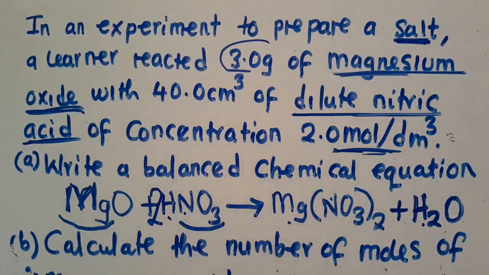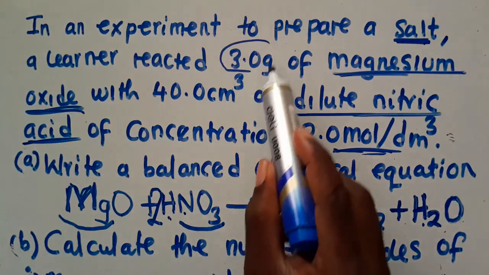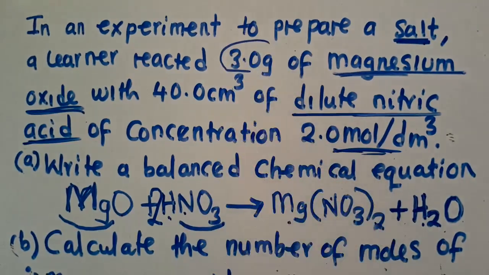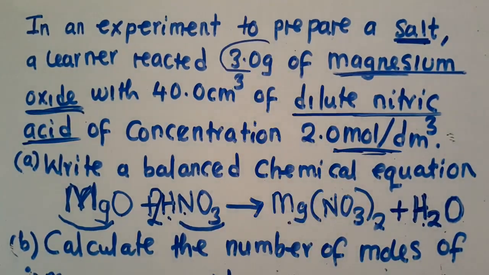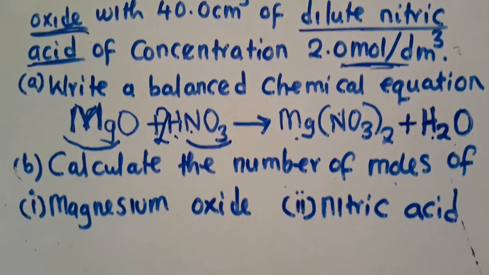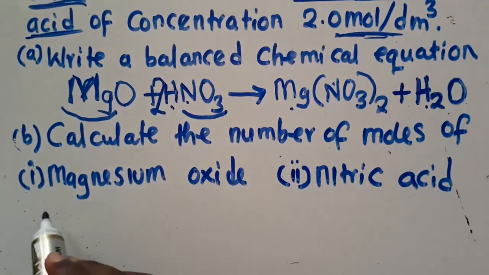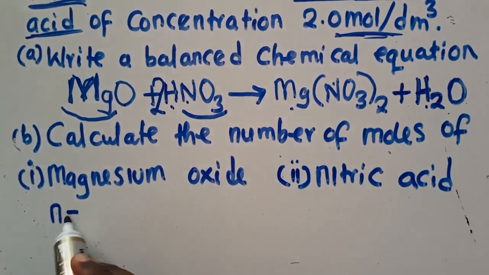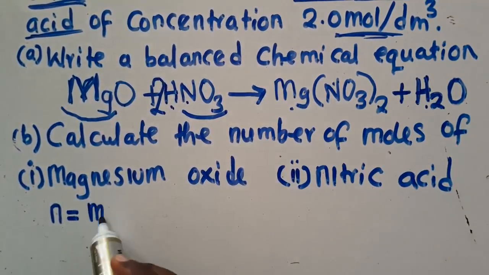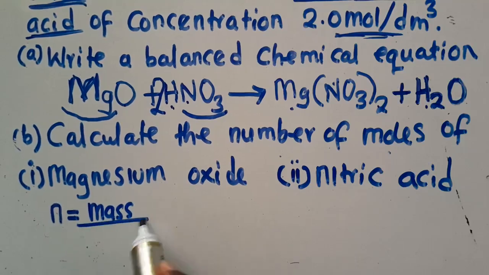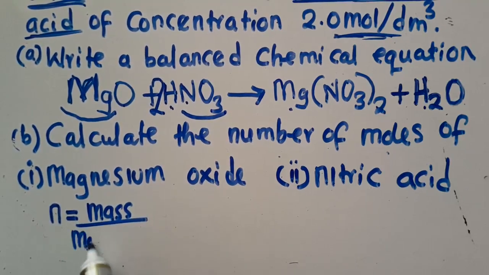We are given grams. Then we want to calculate the number of moles, which means we are going to use that formula that has got masses, because we are given mass here. This is the mass that we are given. So I'm going to use that formula that has got mass. I know that number of moles is equal to mass over molar mass. This is the formula that we get to use.